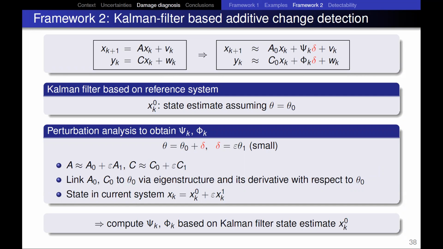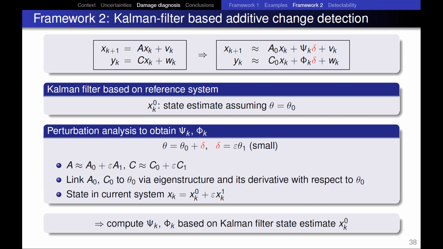We can link our system matrices to our damage parameter through their eigenstructure, and the link of the eigenvalues and eigenvectors then to our fault parameters, because our structure parameters are linked to the eigenvalues and eigenvectors of the system. And since we assume a small change, we can also see that the state in our current system is a perturbed version of the state that we estimate from the Kalman filter, even if the filter is from the reference system.